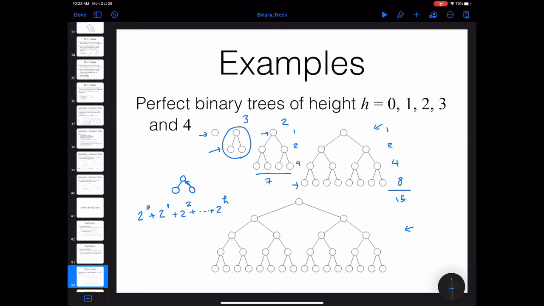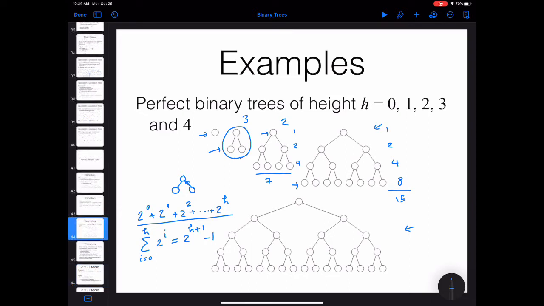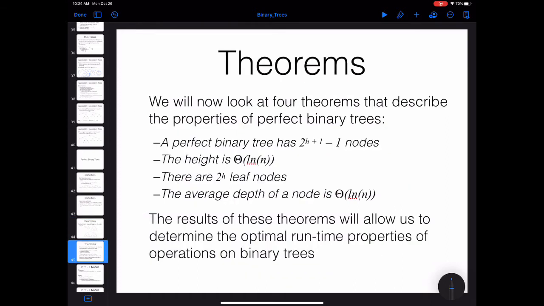So I need to get the summation of all these nodes. And we know what this summation is. Remember, the summation for i equal to 0 to h of 2 to the power i is equal to 2 to the power h plus 1, minus 1. This is exactly the first theorem that I'm going to prove about perfect binary trees.